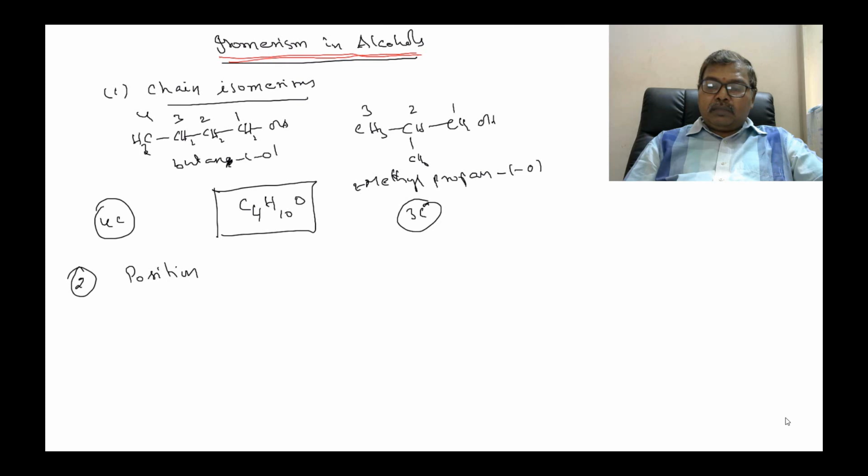Positional isomerism. This isomerism arises due to the position of the OH group in the alcohols. Now I am giving a very good example: n-propyl alcohol and isopropyl alcohol.